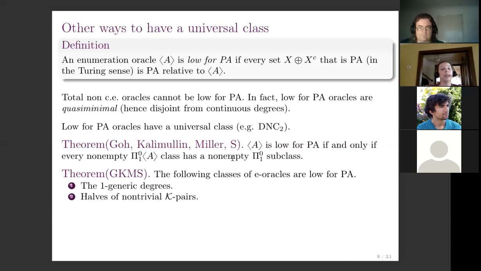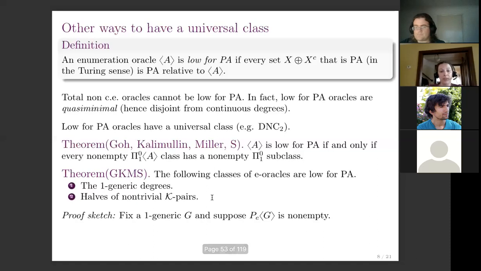Okay, so now using this property, we can give examples of actual non-zero, non-CE oracles that are low for PA. In particular, every one-generic degree has this property, and for those who know, halves of non-trivial K-pairs also have this property. And the proof is very simple. So I'll prove one, because we know what generic degrees are. I don't need the definition of K-pairs, so I won't give it.